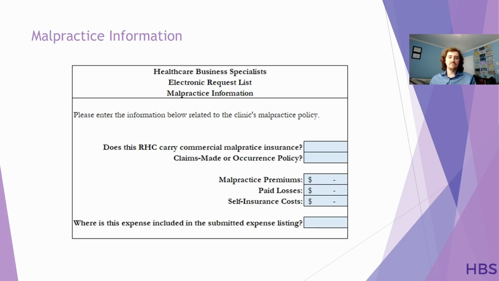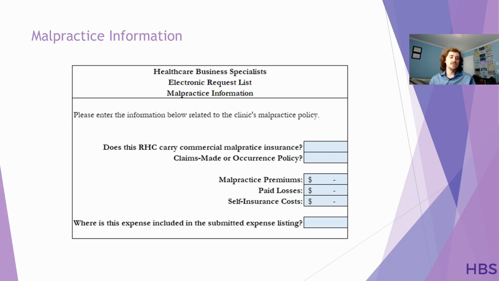This is the malpractice information tab that I mentioned a little bit earlier. It's statistical information for CMS. All we need is the general information about the malpractice policy, whether or not your clinic has it, what type of policy it is, and then how much cost falls into those three categories that are listed there. And generally, that's just malpractice premiums.